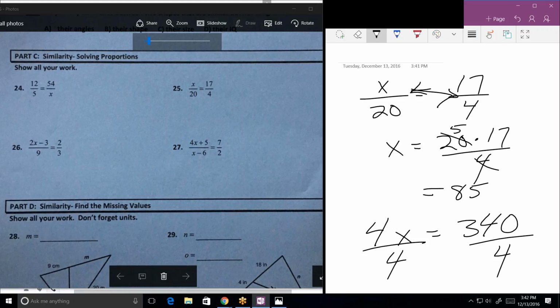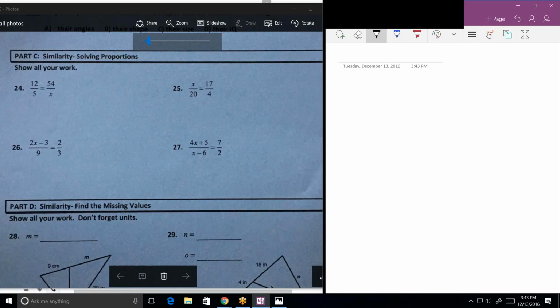So be wary, and that'll save you a step if you remember: if your variable is in the numerator, you don't actually need to cross multiply. You just need to get rid of that denominator, which is 20. You see the difference? It's not as easy to do that with 24. In fact, we can't do it. 24 does require us to cross multiply and then divide by 12. But 25 does not. 25 is actually easier if you only multiply both sides by 20. Good.